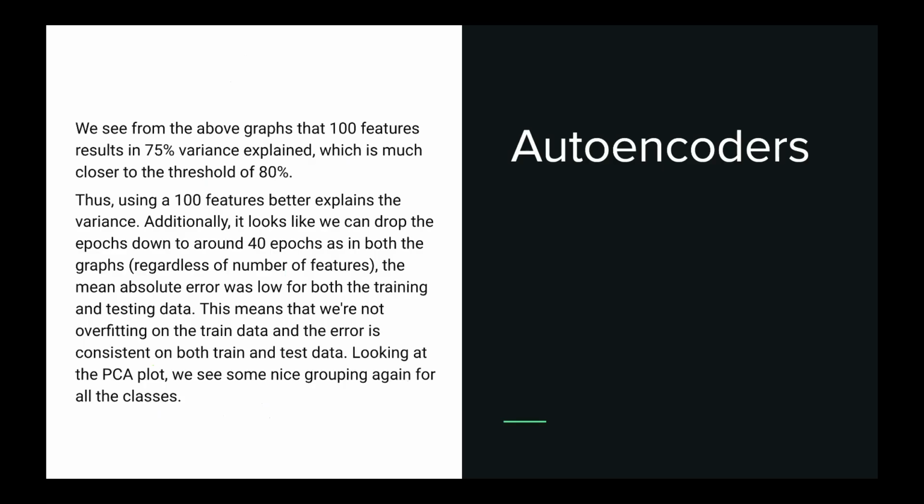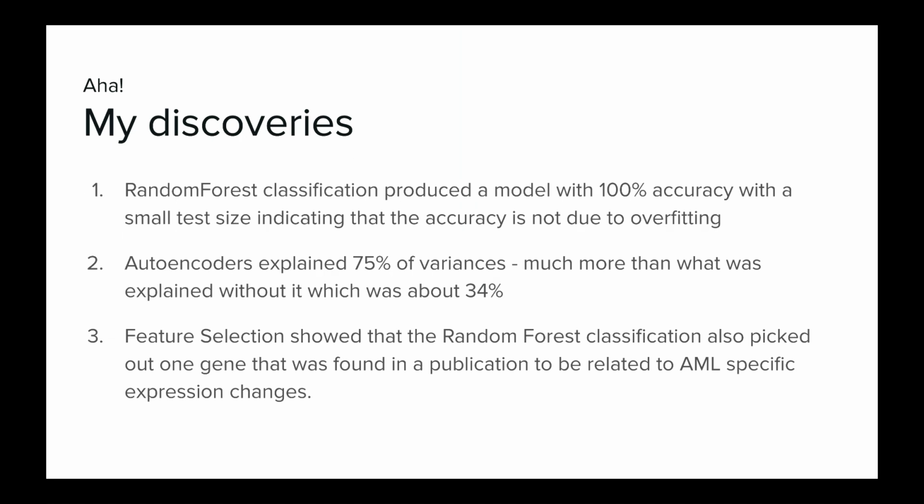And here's my explanation for that, which I just went through anyways. Like I said, we see from those graphs that 100 features results in 75% variance explained. That's closer to the 80% threshold, so 100 features is better for explaining the variance. And you can drop the number of epochs down to around 40 just because it results in a lower mean absolute error. So, my discoveries.